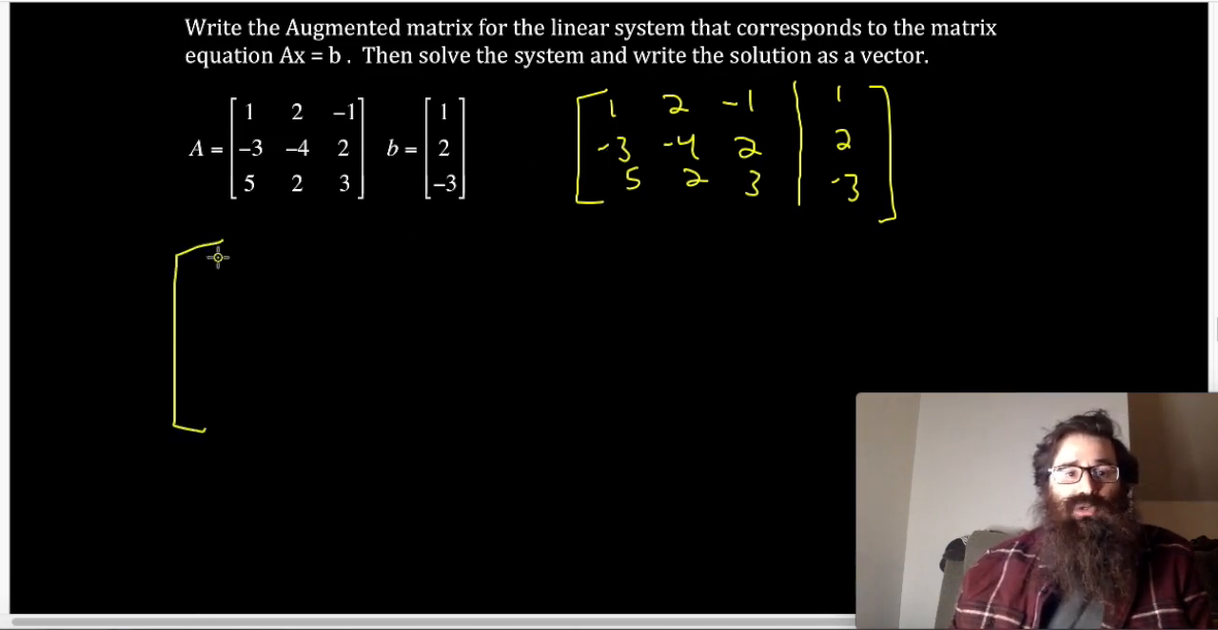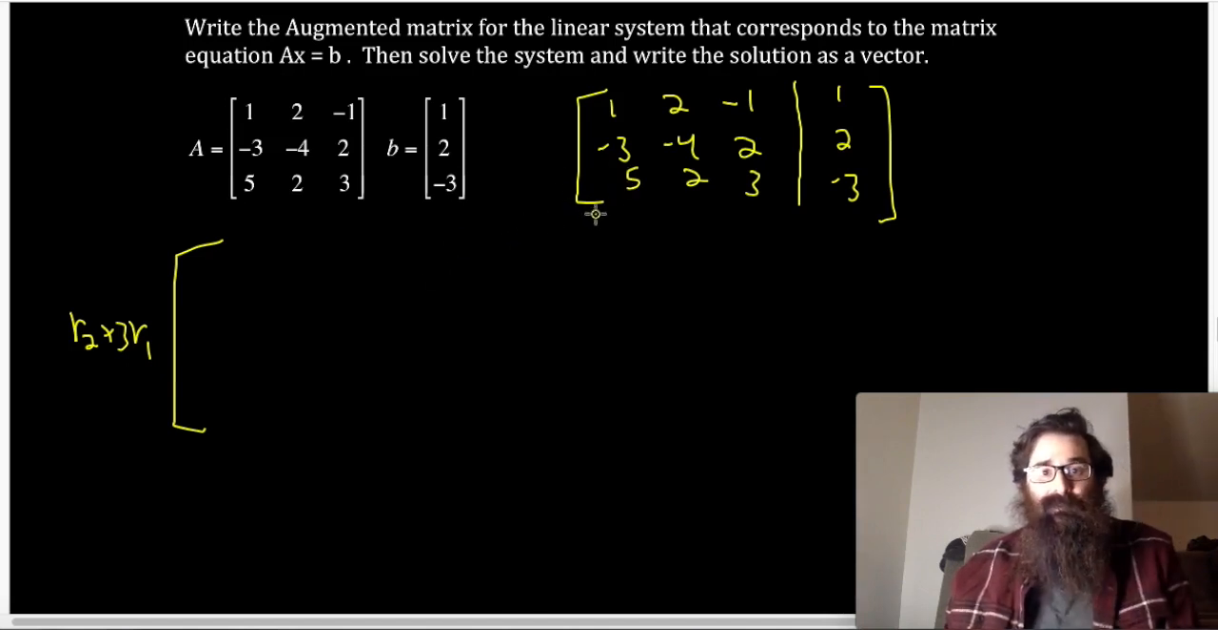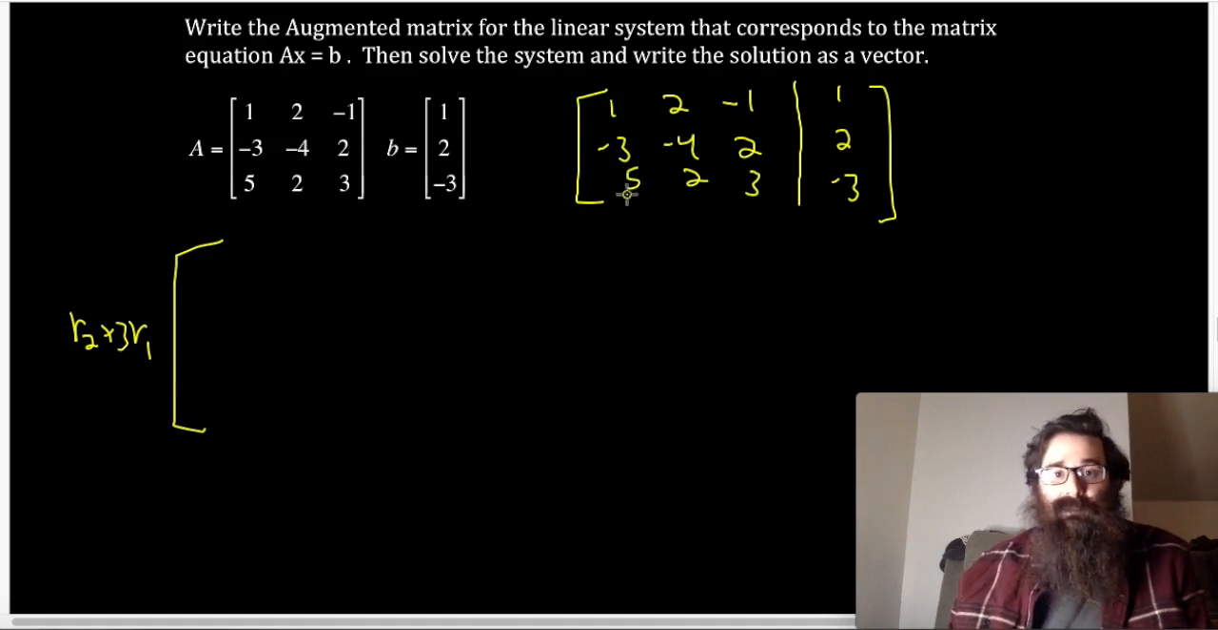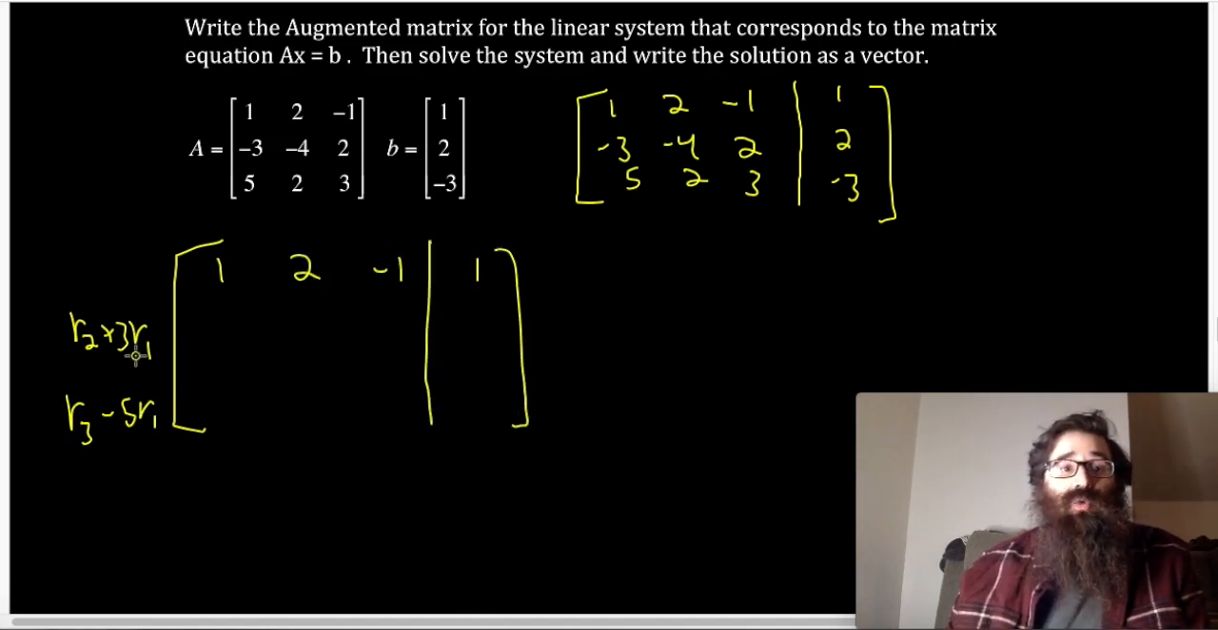I'm going to work in row 2, replacing row 2 with row 2 plus 3 times row 1. And then I'm also going to do something similar in row 3, right now to save on space and time. I want 5 minus 5 to get that 0. So I'm going to replace row 3 with row 3 minus 5 times row 1. So I can rewrite row 1 to start. Just rewriting it. And then for row 2, I'm replacing it with row 2 plus 3 times row 1.